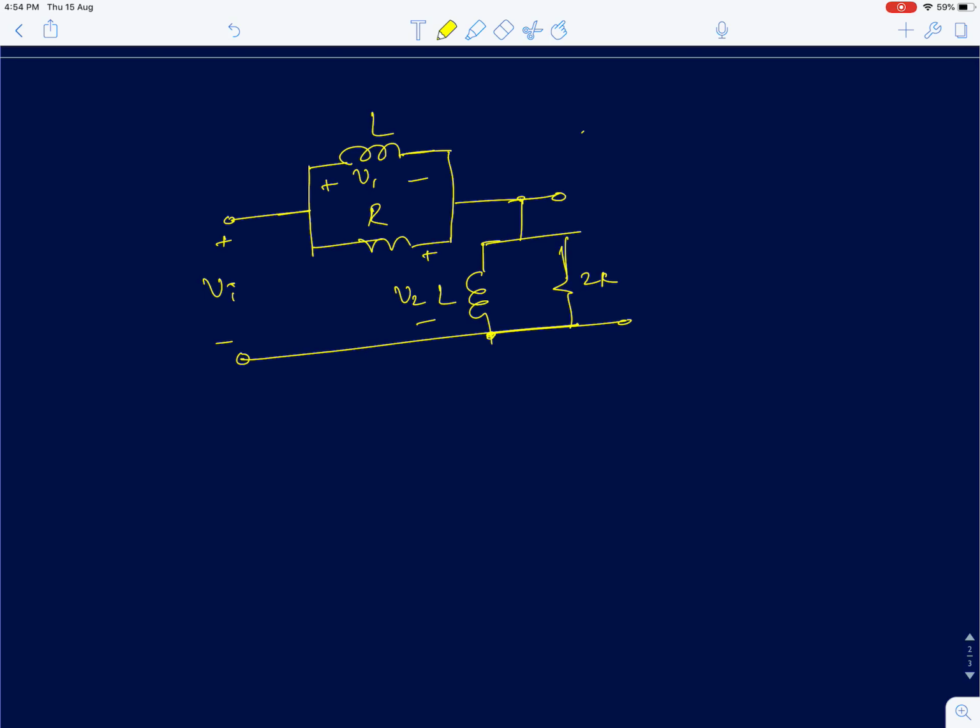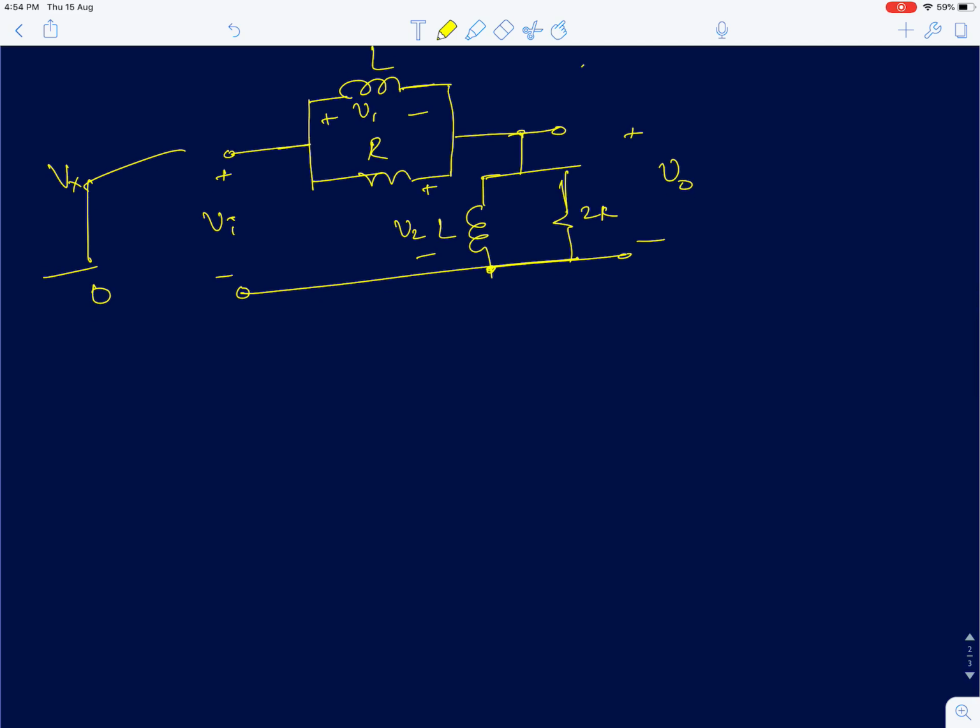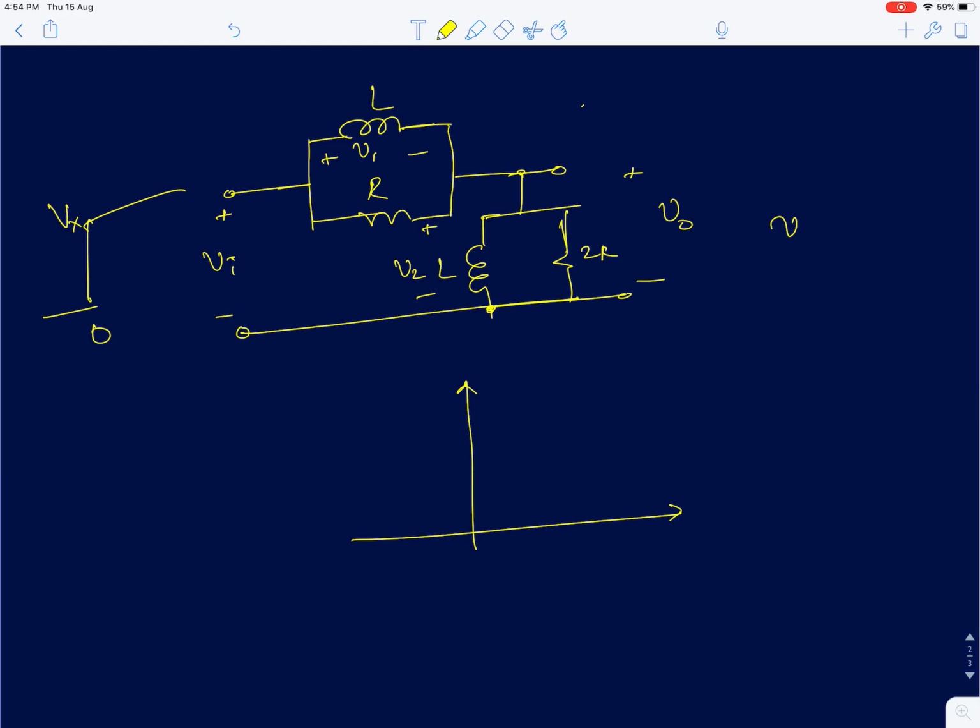Now you are supposed to draw the step response where the input is going from 0 to Vx volts for the circuit. First, the instant you apply the input, we know that you have to find V0 of infinity and V0 of 0. V0 of 0 is the instant you apply the input, when the inductor is going to behave like an open circuit. So the circuit simply reduces to R and 2R, so you are going to start from 2 by 3 Vx.